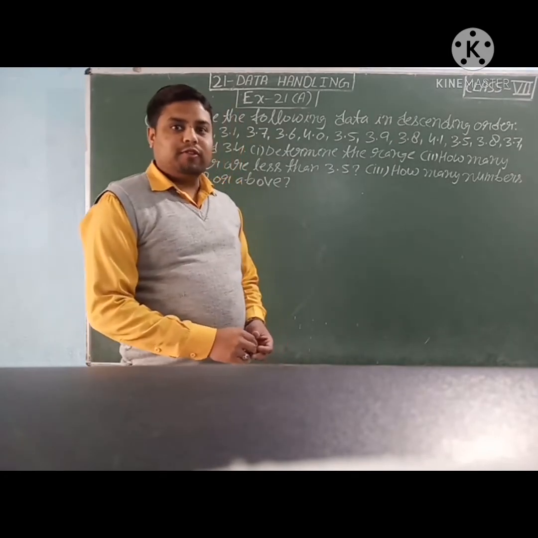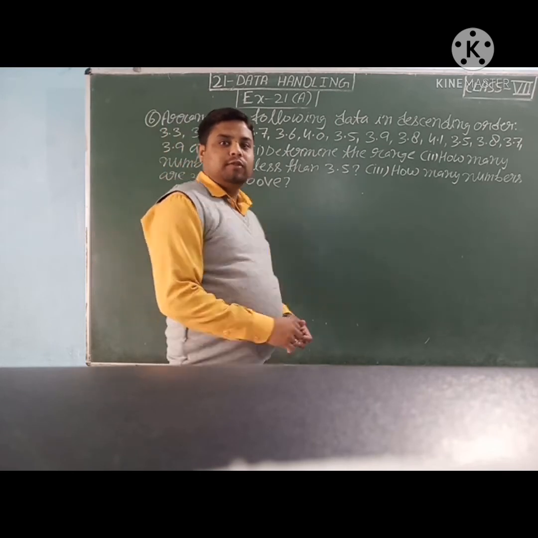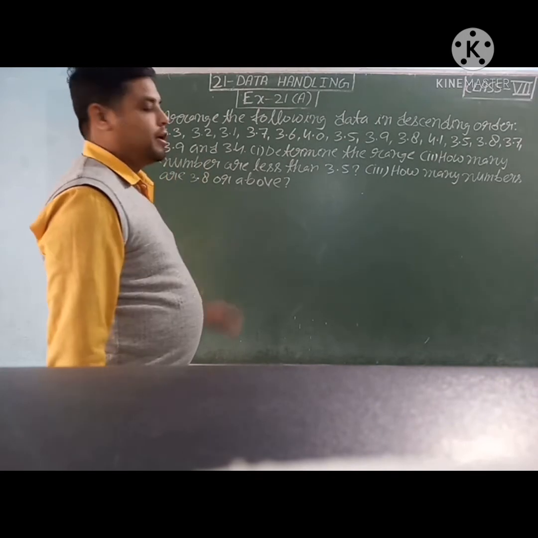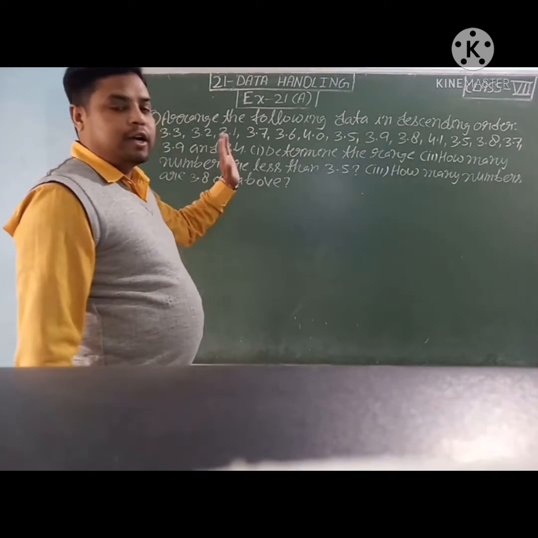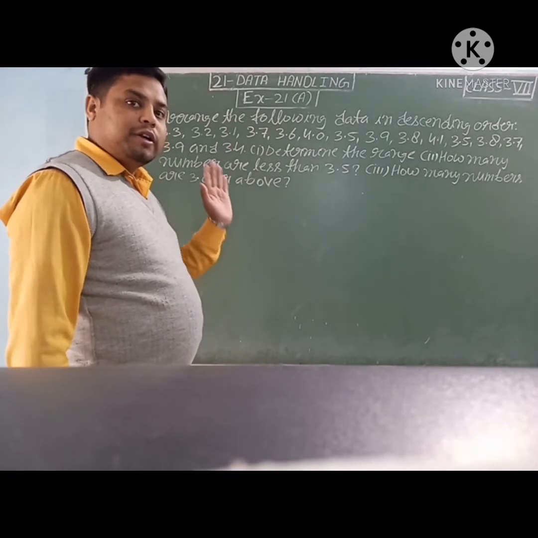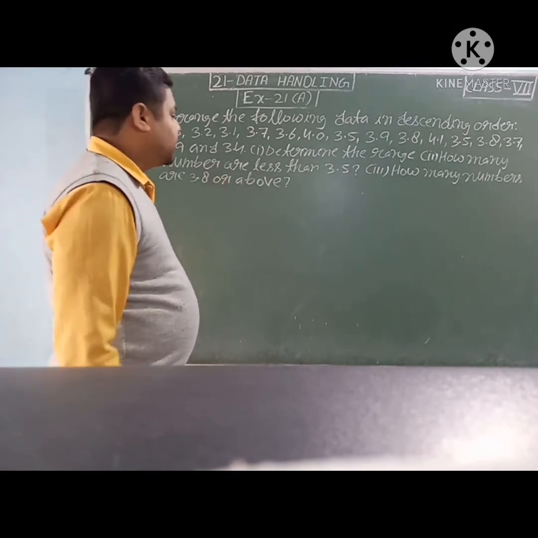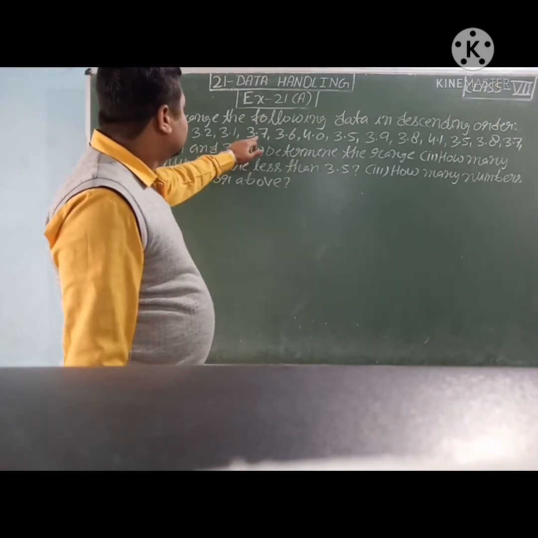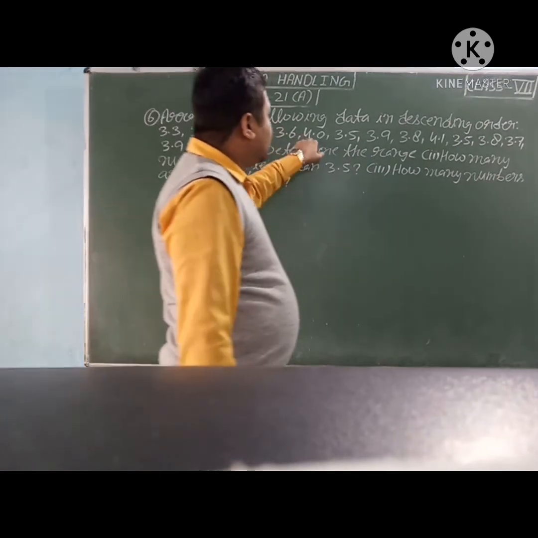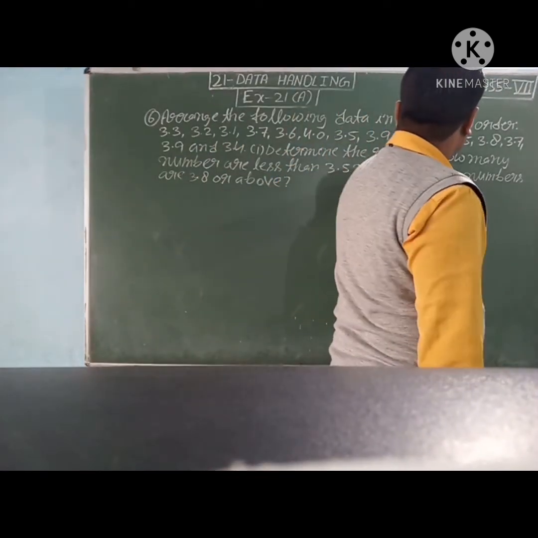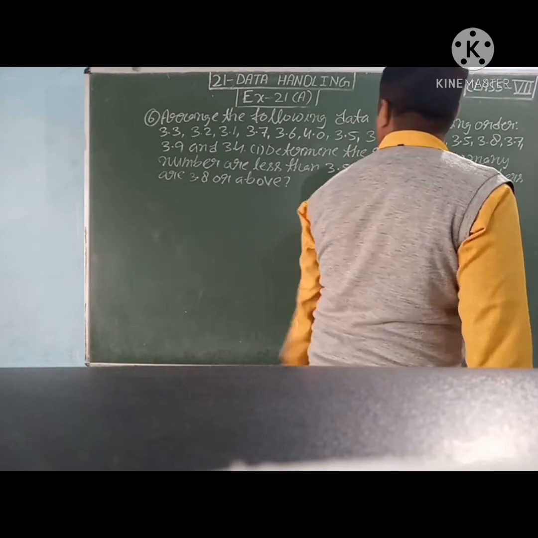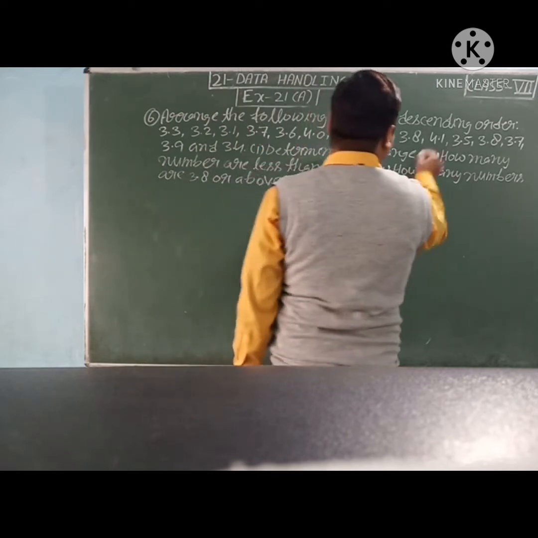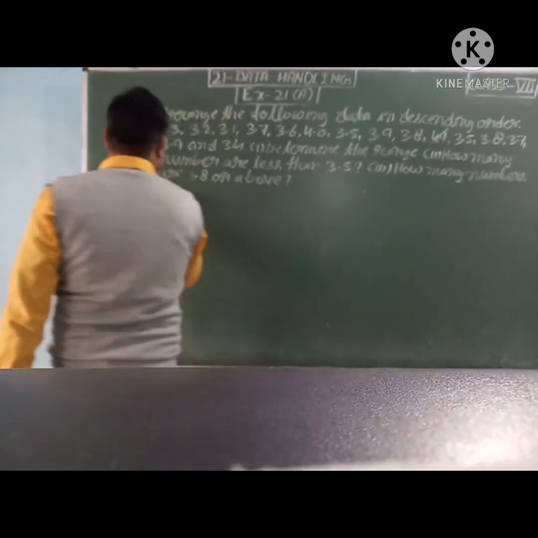Now students, question number 6 and the last question of this exercise. So the question is, arrange the following data in descending order. So first we have to arrange this data in descending order. Descending means greatest to smaller. So we can arrange: 3.3, 3.7, 4.0, 4.1. Yes, 4.1 is the greatest number. 4.1.